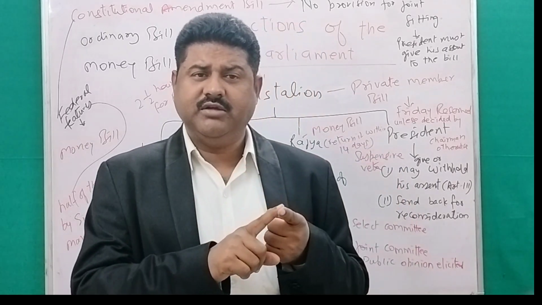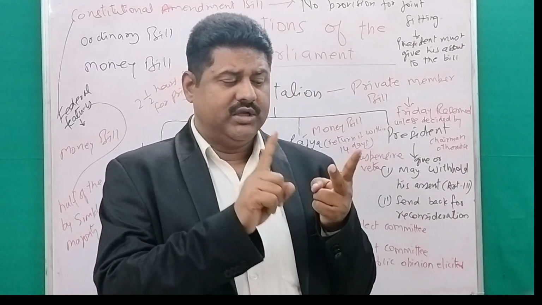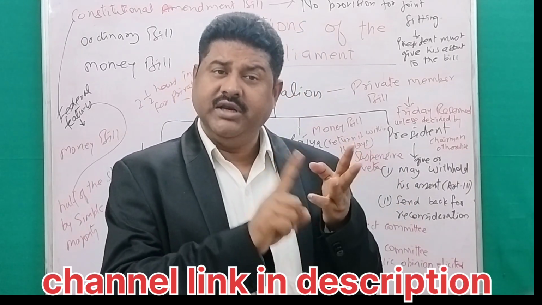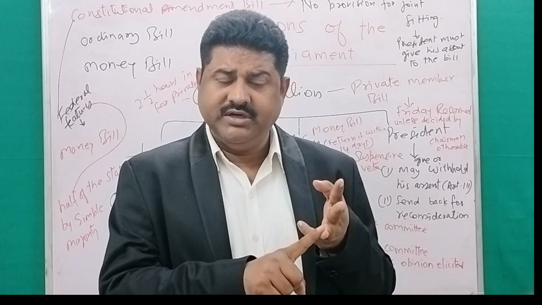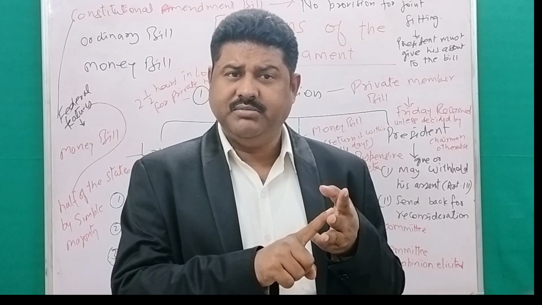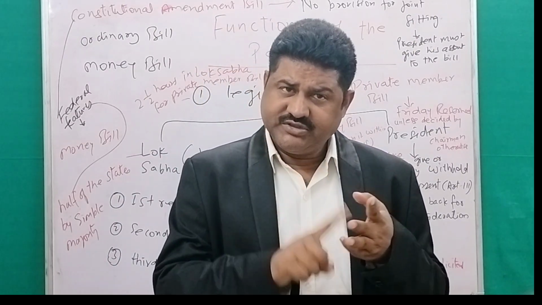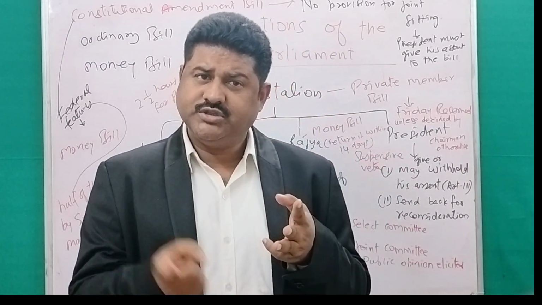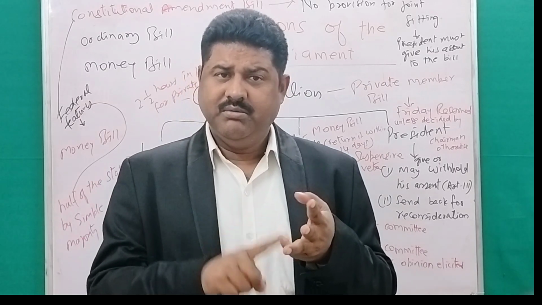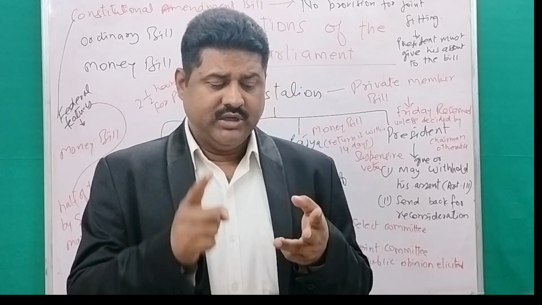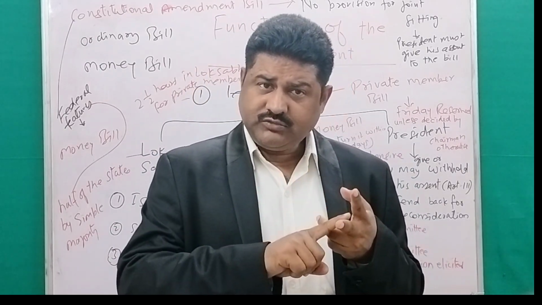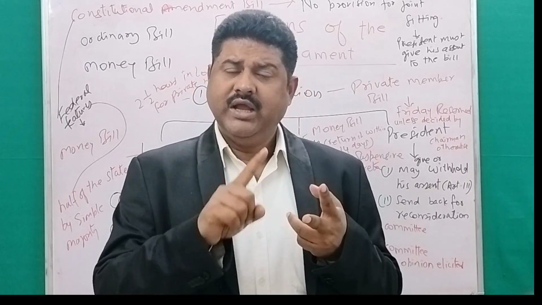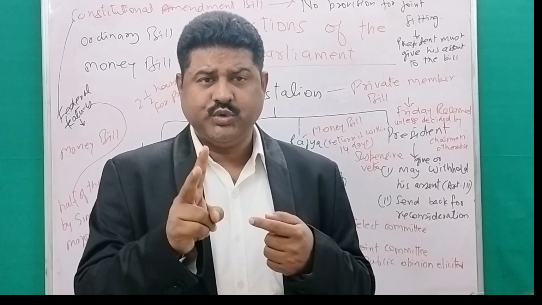So how many kinds of bills are there? Ordinary bill, constitutional bill, money bill. Money bill is introduced only in the Lok Sabha. Rajya Sabha has very limited power of discussion, and the president cannot withhold assent because it is introduced with the prior permission of the president. Second is the ordinary bill. The ordinary bill has to pass through the same procedure in either house, and then the president has two choices.